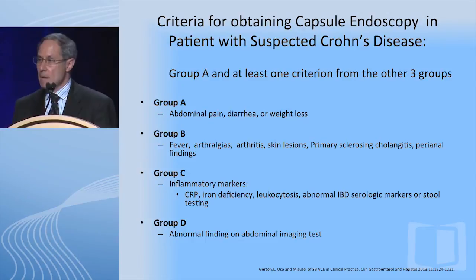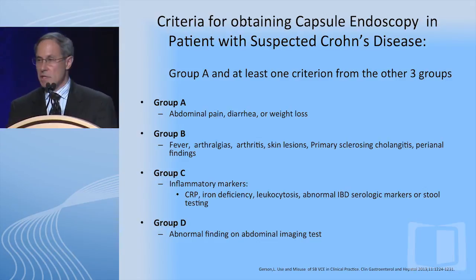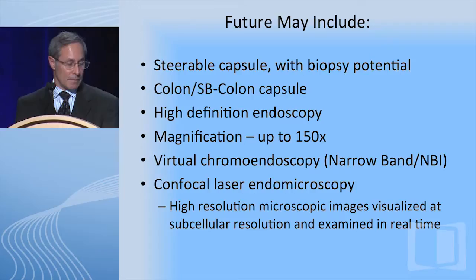And these criteria might include items such as this, and this is from a recent paper by Gerson, listing criteria for obtaining capsule endoscopy in a patient with suspected Crohn's. The same criteria would likely fit for doing colonoscopy for suspected Crohn's, and that would be 1 criterion from group A, which would be abdominal pain, diarrhea, or weight loss, and then one criterion from group B, C, or D, and that would be either the extraintestinal manifestations from group B, inflammatory biomarkers from group C, or abnormal imaging in group D.